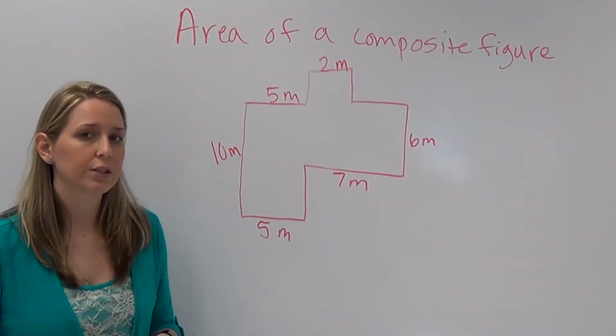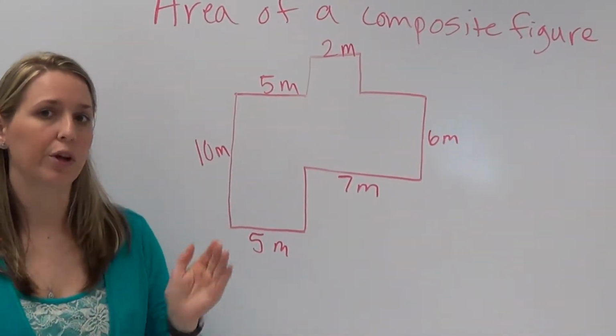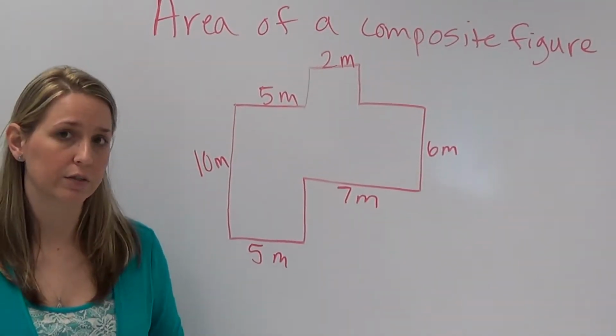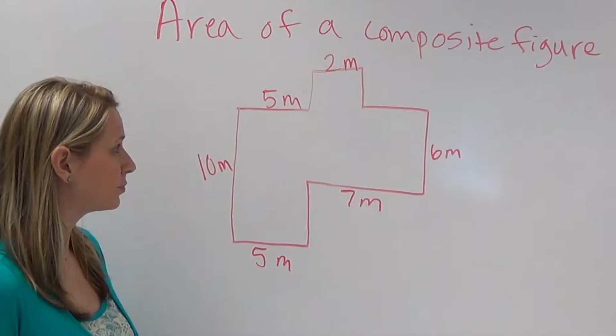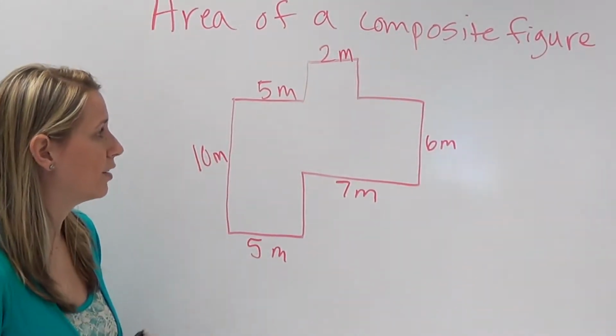Today we're going to learn a little bit about area of a composite figure. A composite figure is basically a figure that is not just one thing that you can take the area of. It's actually made up of different shapes. For example, if you look at this one, you can see we've got a few different shapes here.